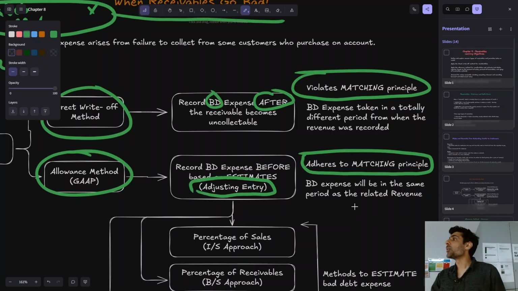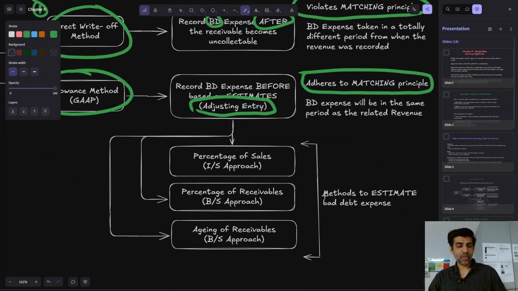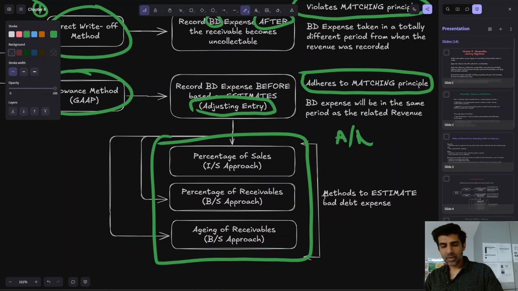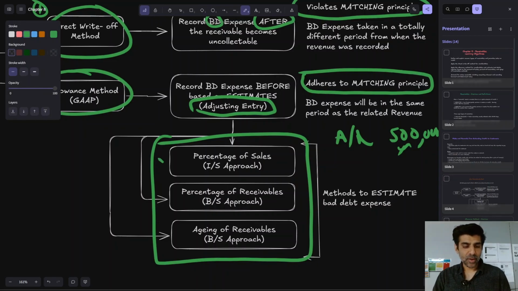So how do we estimate that? We have three different methods to do it. Let's say accounts receivable at the end of the year was $500, or 500,000, I guess. How much of this should we assume is uncollectible? What is a reasonable way to estimate how much we're not going to collect? Again, there are these methods: the percentage of sales method, the percentage of receivables, and the aging of receivables.